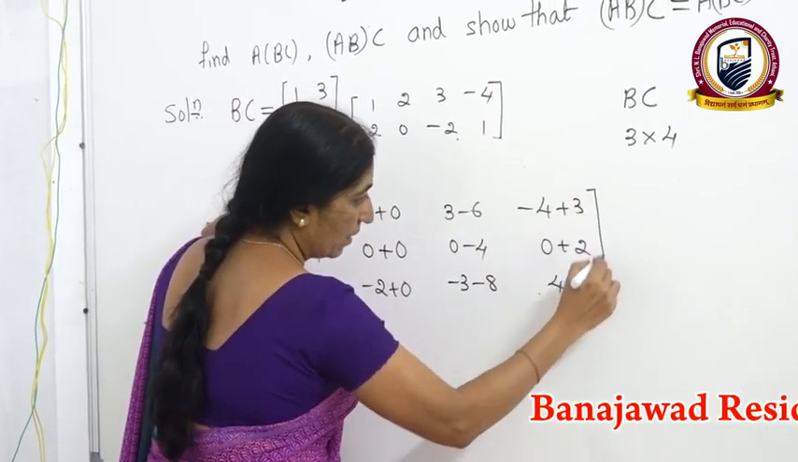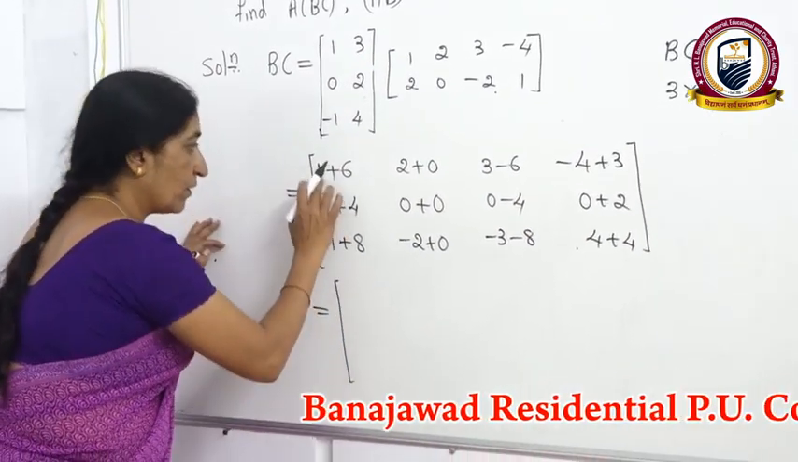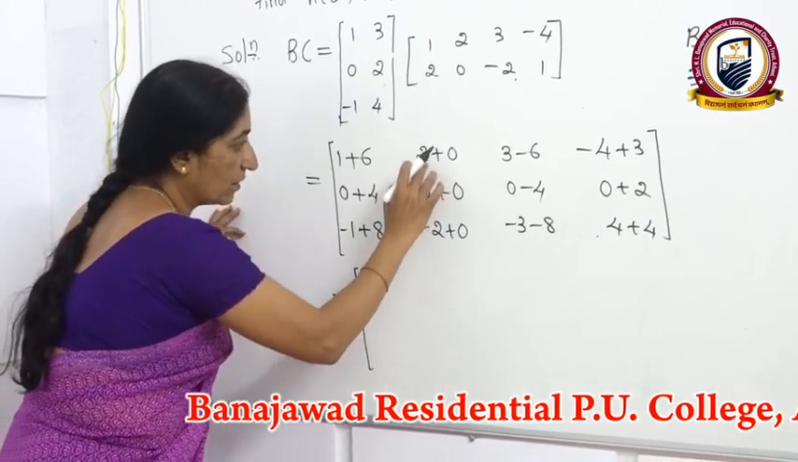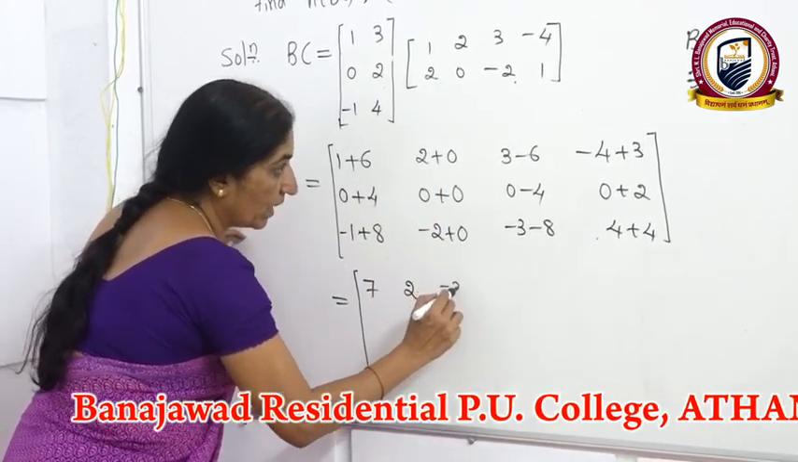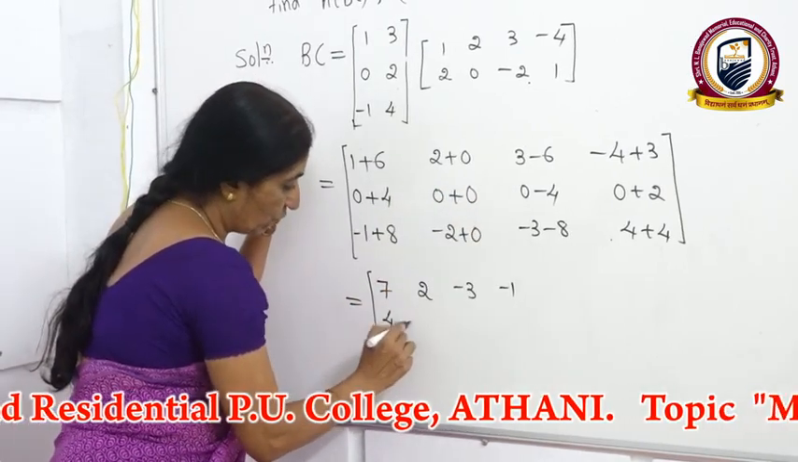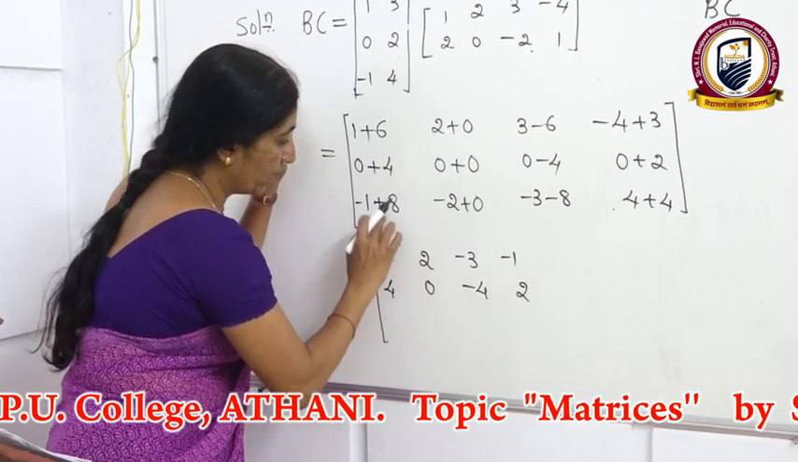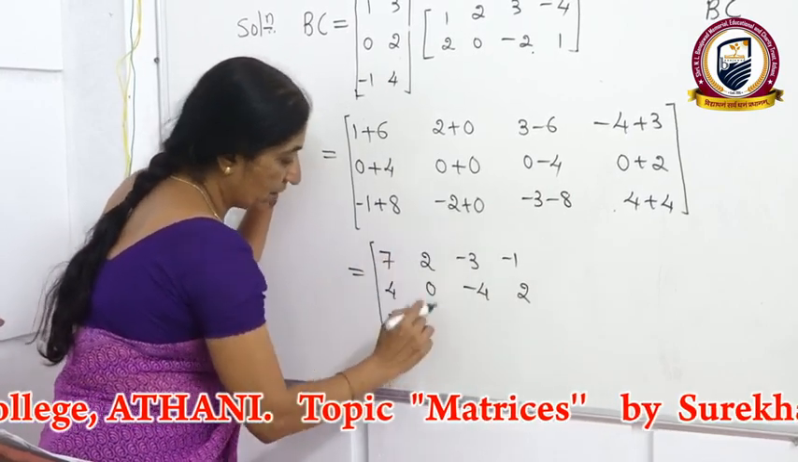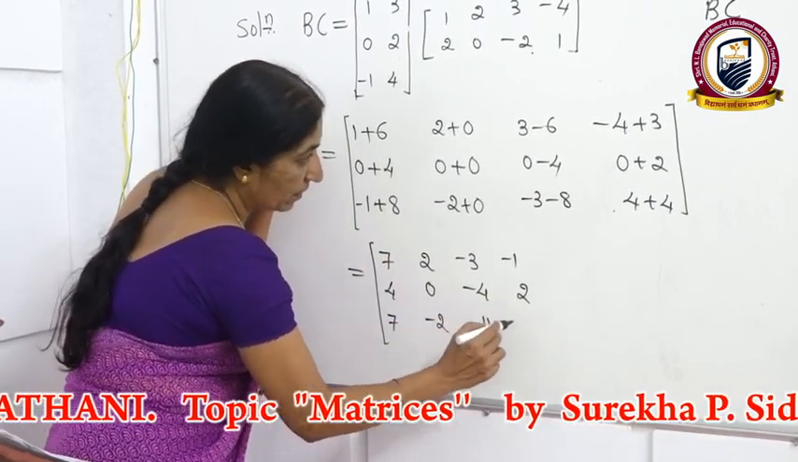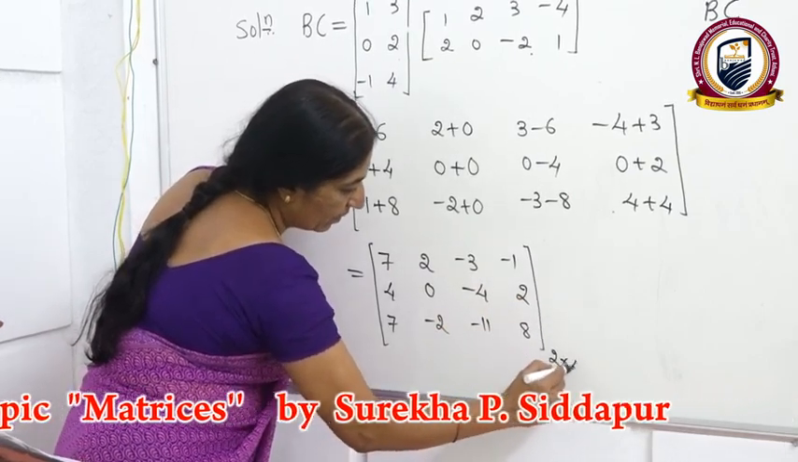Yes. After multiplying, write down the simplified values. 1 plus 6, 7. This is 2, minus 3, minus 1. Then come to the next one. 4, 0, minus 4, 2. Next one, 7, minus 2, minus 11, 8. See the order? The order is 2 by 4.